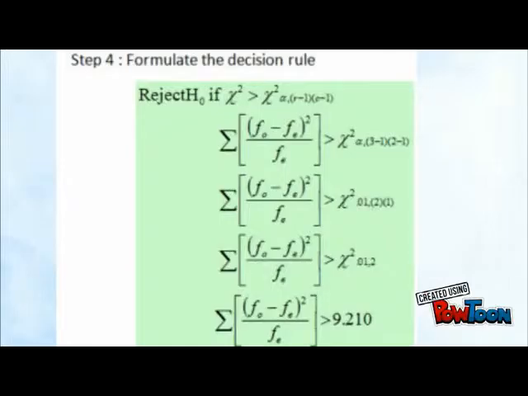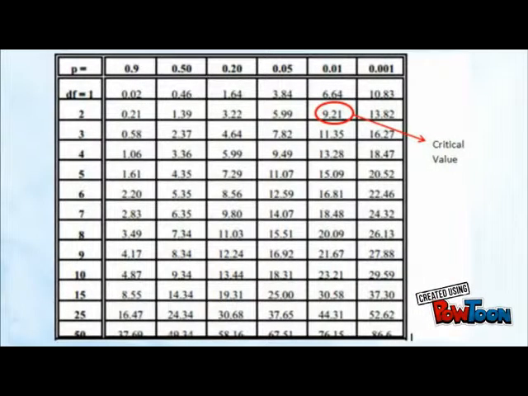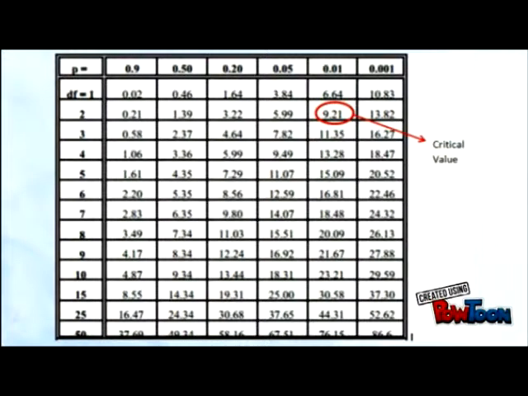Step 4. Formulate the decision rule. Reject H0 if the chi-square value is greater than the critical value. In this problem, we have 3 rows and 2 columns. After we plug into the formula of the critical value, we get chi-square 0.01 with 2 degrees of freedom, and refer to the table of critical values of chi-square. The critical value we get is 9.210.